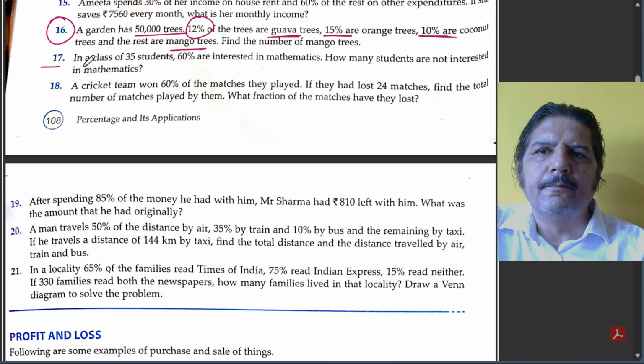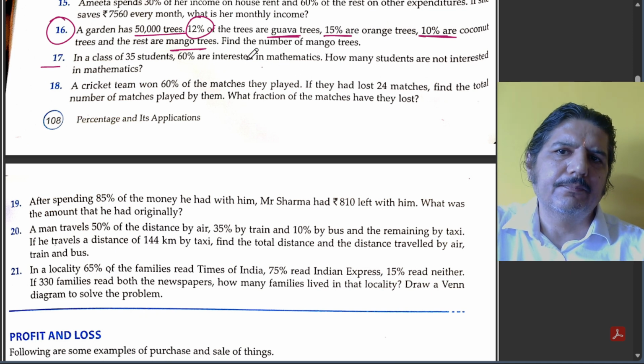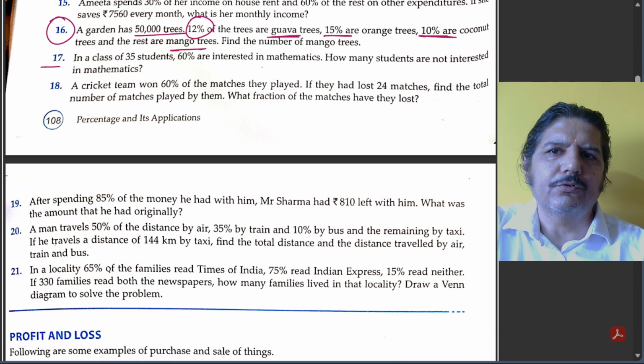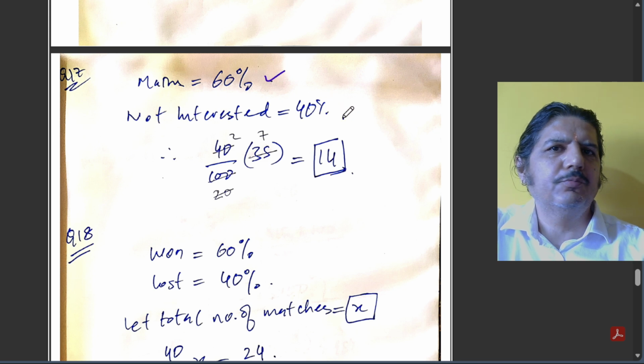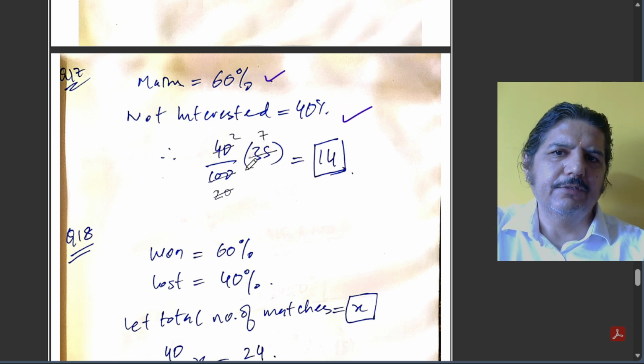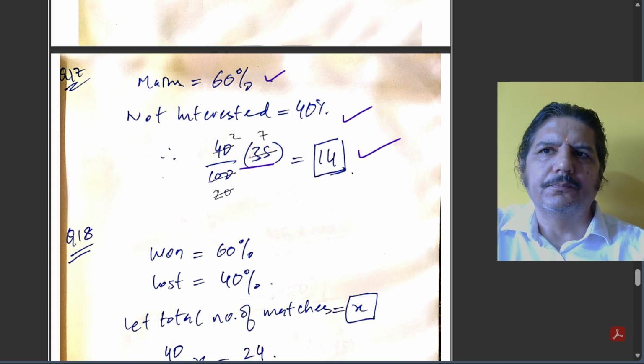Question number 17. In a class of 35 students, 60% are interested in maths. How many students are not interested in maths? Again, this is one of the easy questions, not much difficult. Math is 60%, so not interested would be 40%. So 40% of 35, that is the total students, would be the students who are not interested. So the answer would be 14. Pretty simple question.